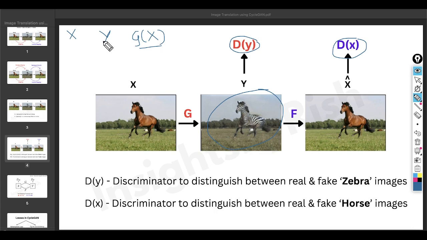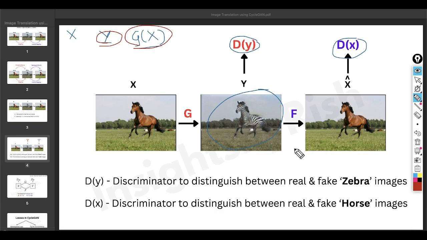And this Y is the domain Y, which consists of actual zebra images. So the role of this discriminator Dy here is to identify whether the image that the discriminator Dy is receiving belongs to the original data distribution of zebra, that is Y, or it is generated by the generator G. So we have to improve our generator in such a way that the discriminator Dy finds it difficult to distinguish between the original data distribution and the generated images. Similarly, the discriminator Dx also does the same task.